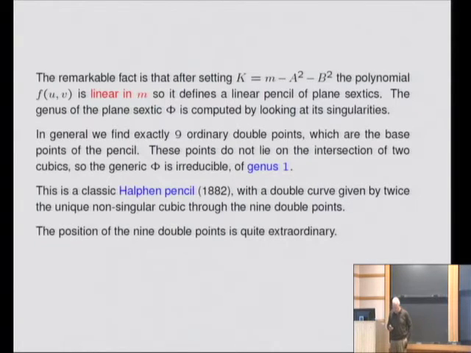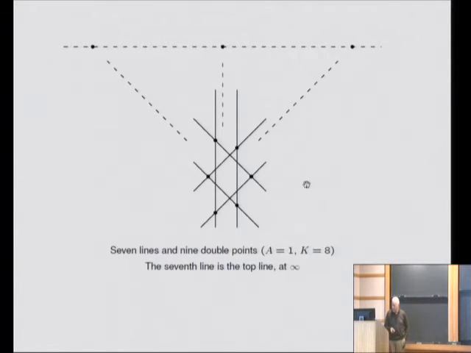So you try to plot curves, and you start by computing the position of the nine double points, and here it is. This is parameters a equal 1, k equal 8. There are 7 lines, the line at infinity at the very top, and then the points are 3 singular points at infinity and 6 singular points here, and here is a sextic going through all these points as double points. In fact, the sextic is 6 lines. That's kind of strange, nice.